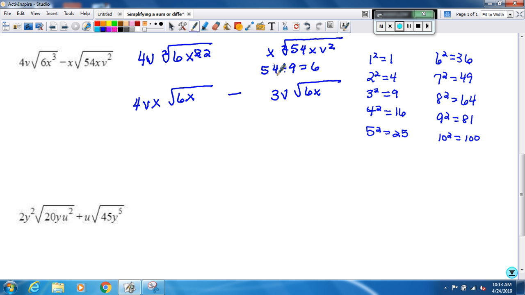And you also had an x in the original problem. Okay, so we've got vx square root of 6x, and then 4 take away 3 is 1, and since it's a 1 you don't have to write it. Let me fix this v here. So that's actually the answer there.